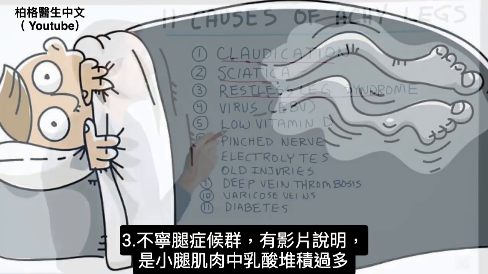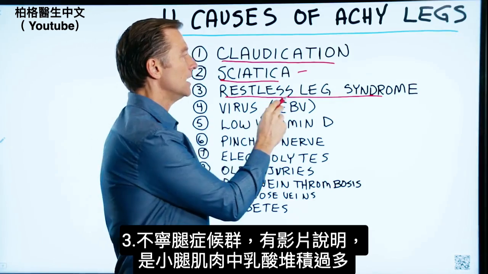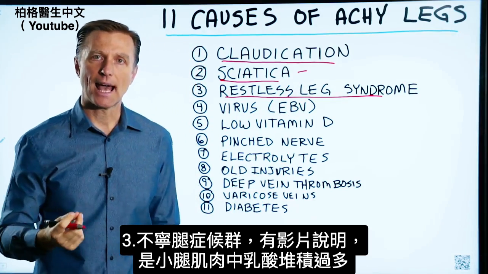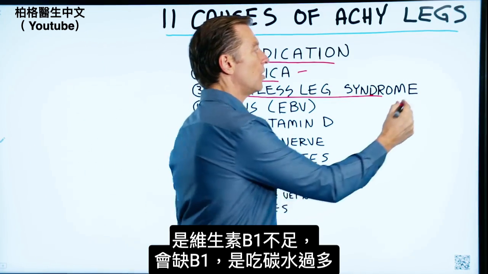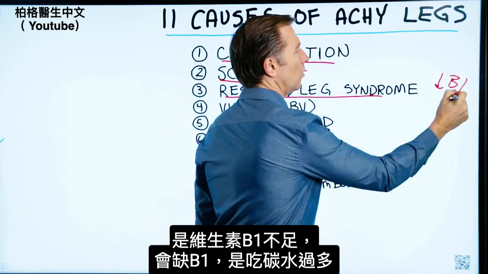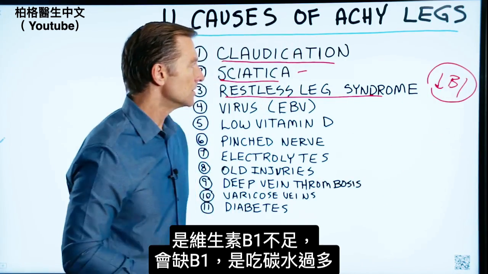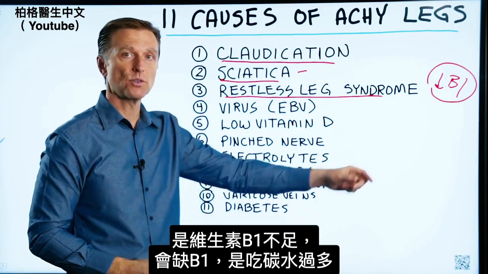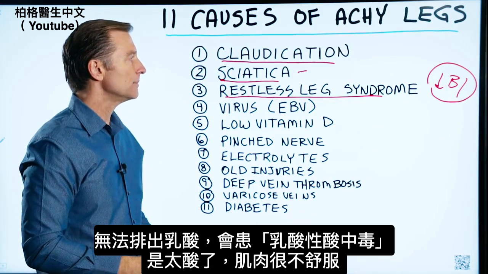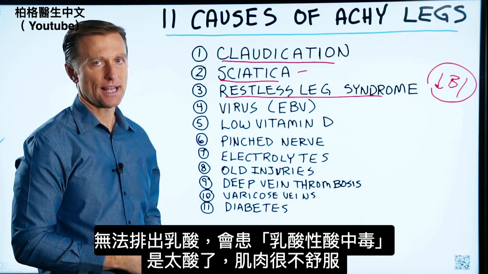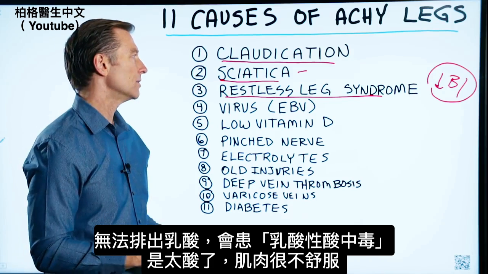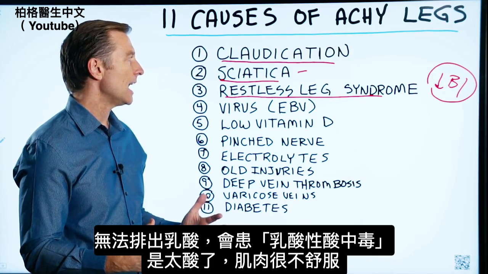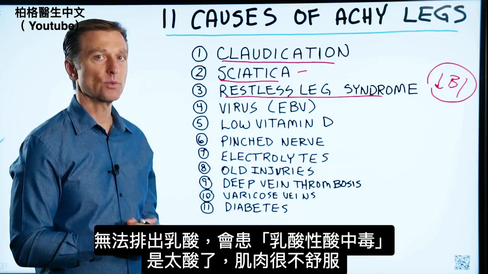I have a video on this specifically, but this is a buildup of lactic acid in the muscles in your lower leg because you're low in vitamin B1. If you're deficient in this because you're doing too many carbohydrates, you're not going to be able to get rid of lactic acid. So you're going to have a condition called lactic acidosis. So it's more acidic than it should be, and the muscles are going to feel very restless.